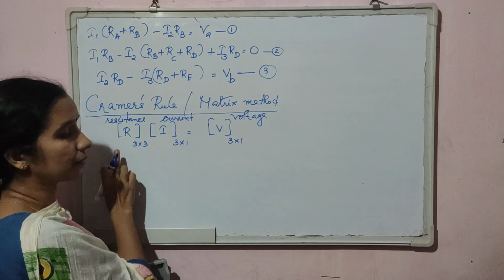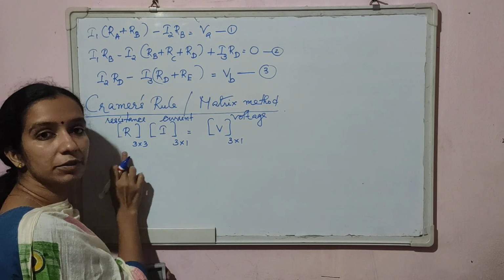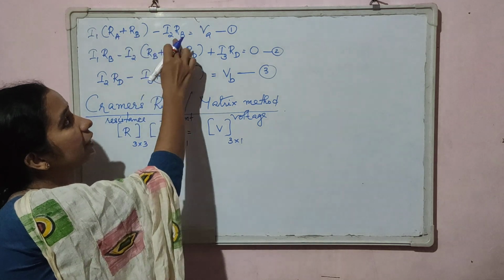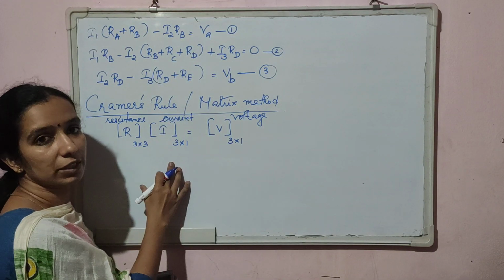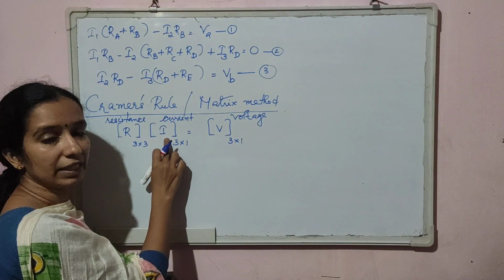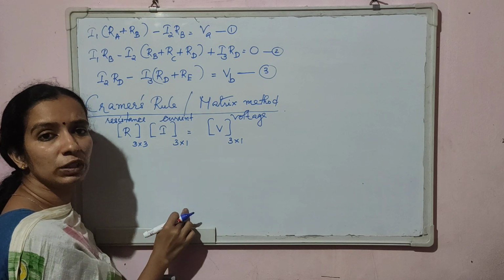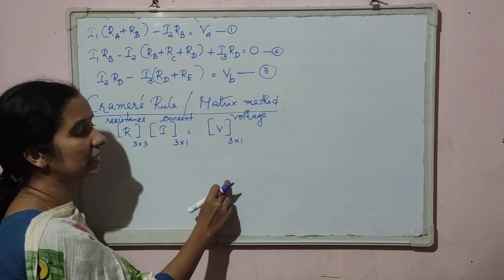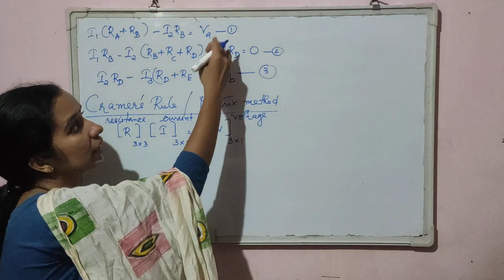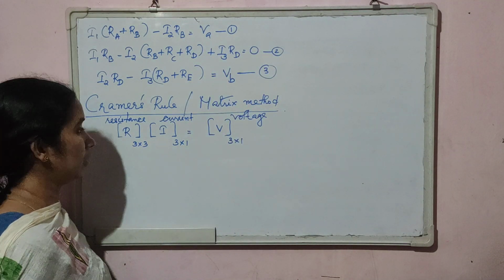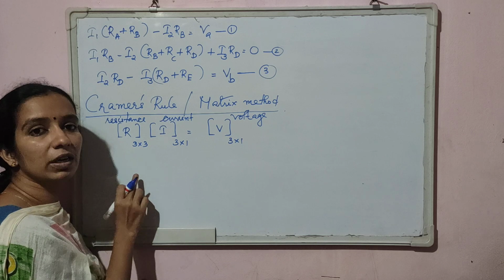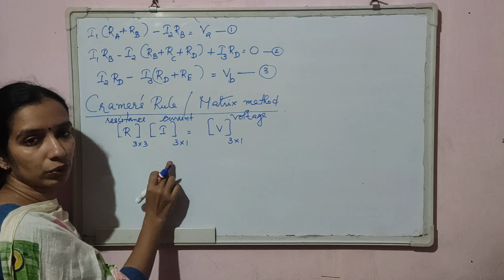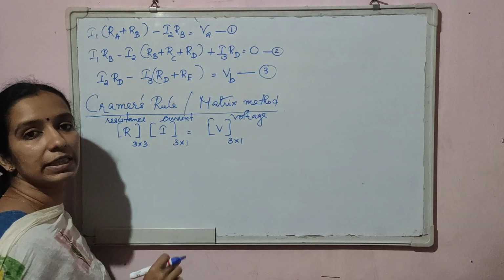While arranging this in matrix form, the first matrix, the resistance matrix, will contain the coefficients of I1, I2 and I3 in each of the equations. This column matrix I is the matrix of the unknown currents I1, I2 and I3. And this is the voltage matrix, which contains the constant voltage terms on the right hand side of the equation. So the resistance matrix is the coefficients of the unknown currents I1, I2 and I3.